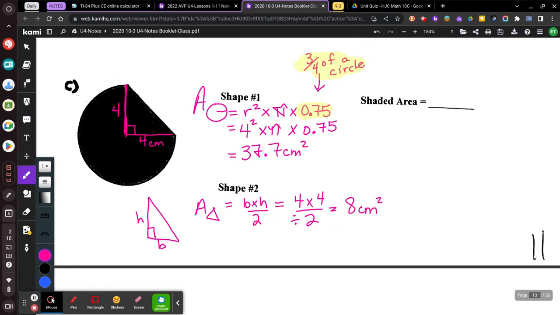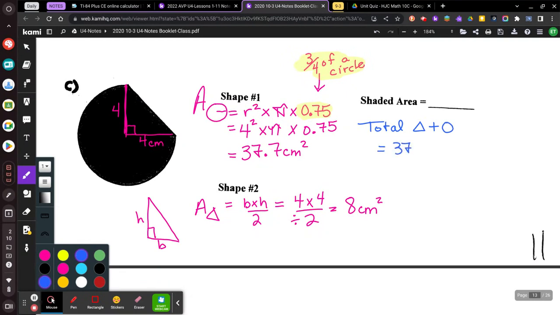Now, this time to get our total area, both objects are shaded and it wants the shaded area. That means we're going to add them together. So our total is going to be this triangle plus the circle. So we're going to get 37.7 plus 8.